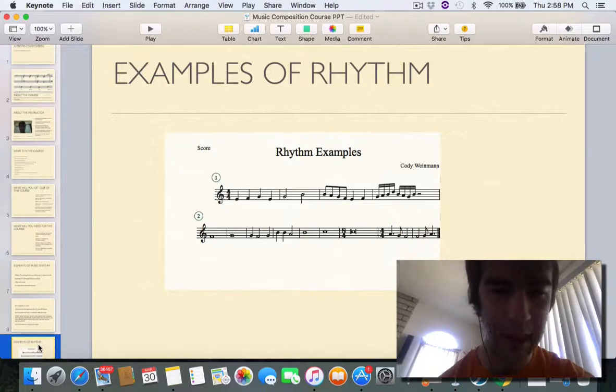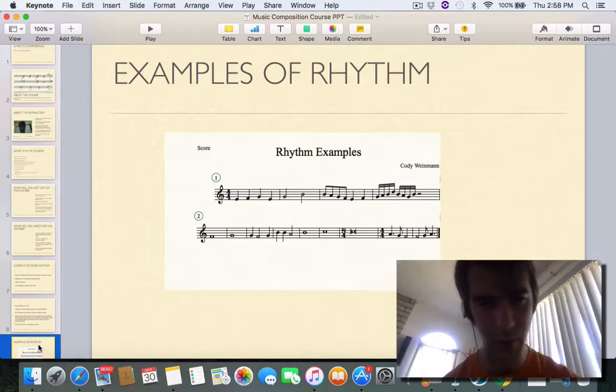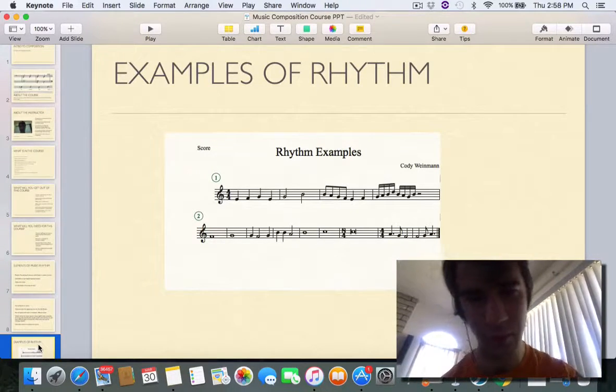So it's 1 e and a, 2 e and a, and then the last 2 beats I put a rest there. That's a half rest. So there's all different types of rhythms. These are just the intro ones that you could use for beginning composition.